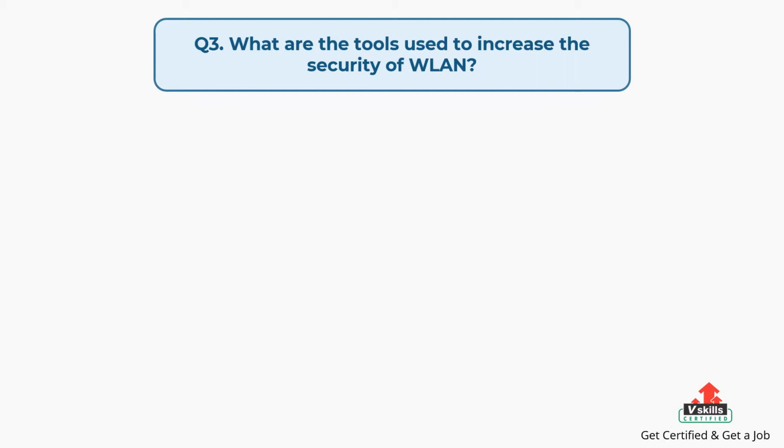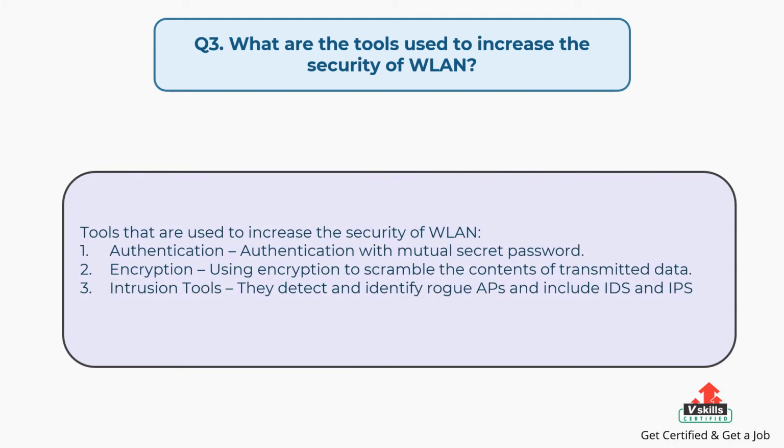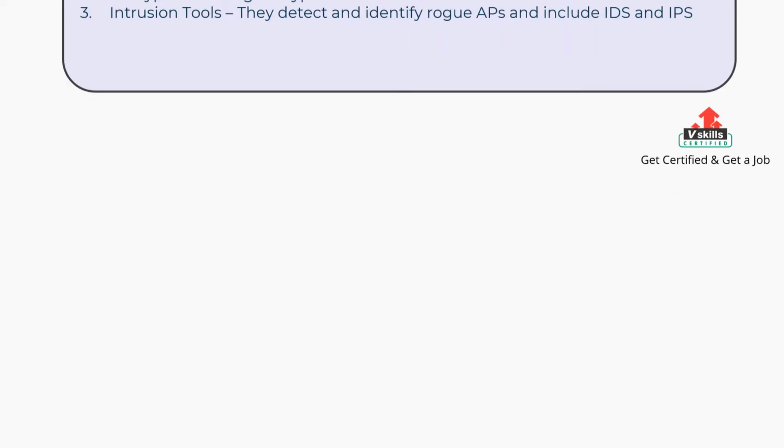Question number 3. What are the tools used to increase the security of wireless LAN? The answer is, tools that are used to increase the security of wireless LAN. First, authentication with a mutual secret password. Second, encryption, using encryption to scramble the contents of transmitted data. Third, intrusion tools, they detect and identify rogue APs and include IDS and IPS.